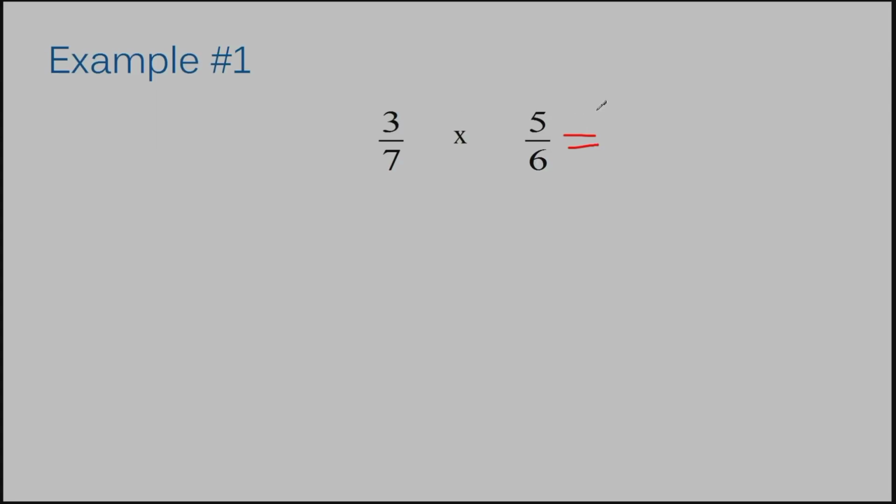3 times 5 is 15, and 7 times 6 is 42. Then you simplify your fraction if you're able to. I can divide 3 into 15 and 42. So 15 divided by 3 is 5, and 42 divided by 3 is 14. Let's move on to example number 2.